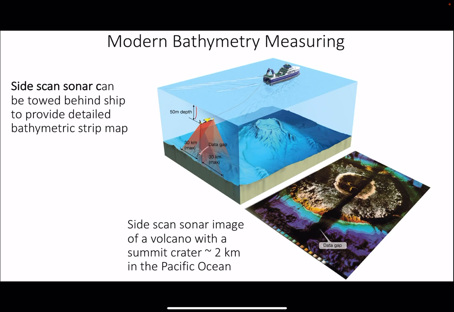Then you tow it behind the ship, and it puts these sonar pulses out to the sides, and it gives you this sort of split view. So now you can see this image is getting really detailed. Of course, there's a gap in the middle where the actual submersible is traveling, but you can start to get quite detailed images here. And this is a real side scan sonar image of a volcano in the Pacific, and you can see the crater of the volcano here.